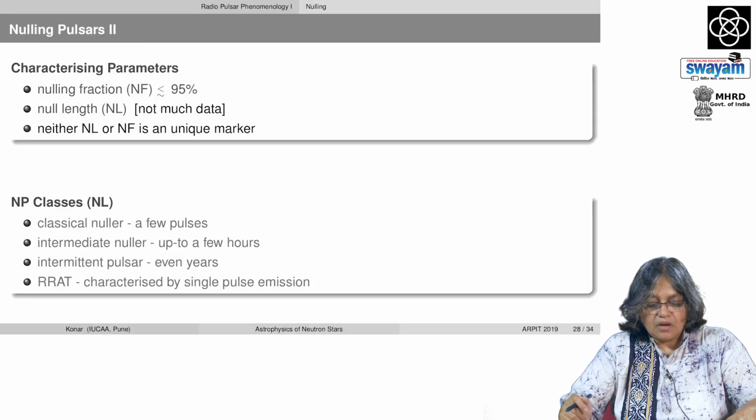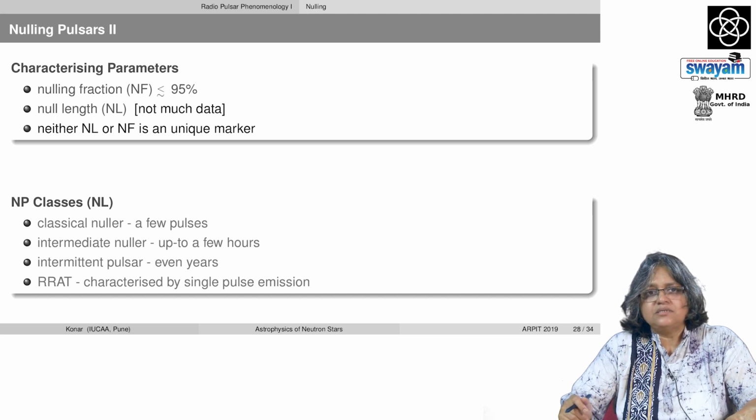Now, in order to characterize these pulsars, we have defined two quantities. One is the nulling fraction, the percentage of time that a pulsar goes nulling, and it has been seen that from a percentage of very few to almost 95%, there is a huge range in this nulling fraction. And the other quantity that has been defined is the nulling length, the time for which a pulsar remains in a nulling phase, though there is not much data on the nulling length.